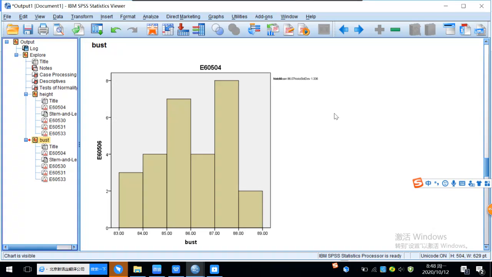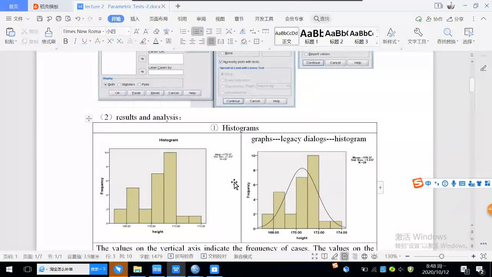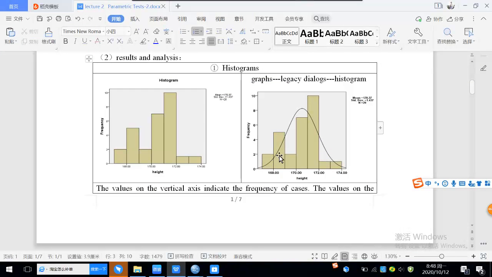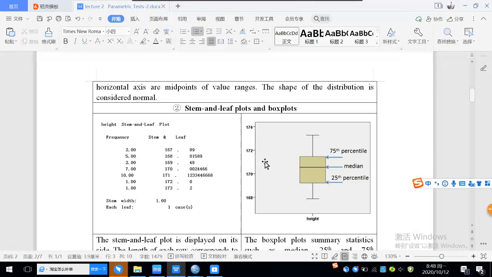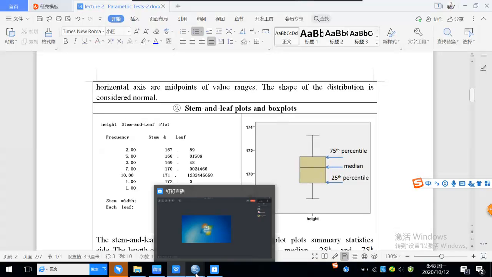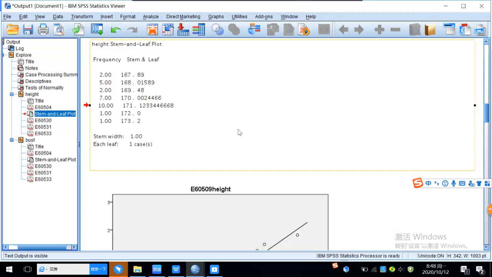Second, let's look at the stem and leaf plots. Okay, this is the histogram. Then if you draw this tendency, you can see that the distribution can be considered as normal. Okay, let's look at the second method, stem and leaf plots and the box plots. Okay, first let's look at the height stem and leaf. How can you analyze the height stem and leaf plot?